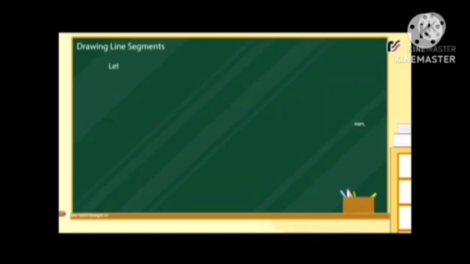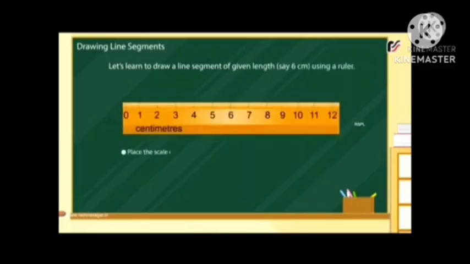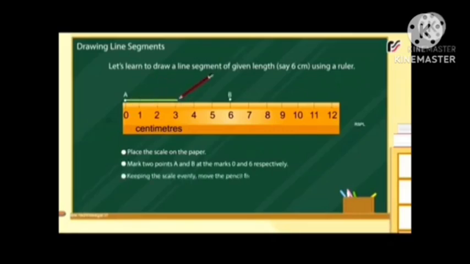Drawing line segments. Let's learn to draw a line segment of given length, say 6 centimeters, using a ruler. Place the scale on the paper. Mark 2 points A and B at the marks 0 and 6 respectively. Keeping the scale steady, move the pencil from A to B along the edge of the scale. The length of the line segment is 6 centimeters.